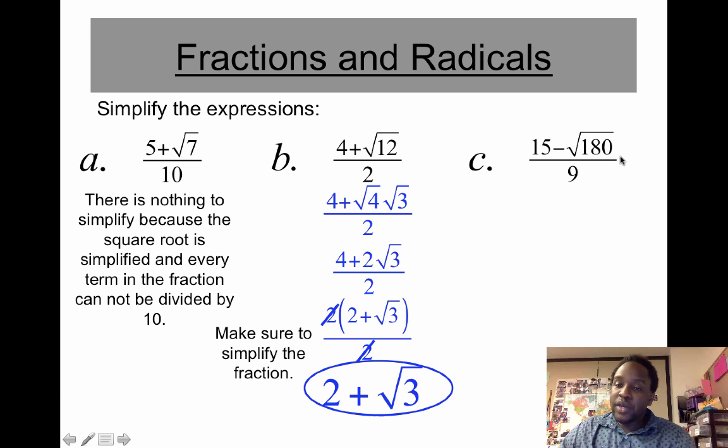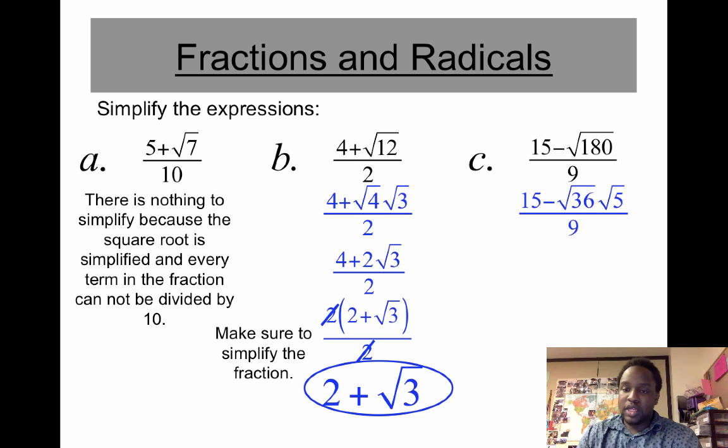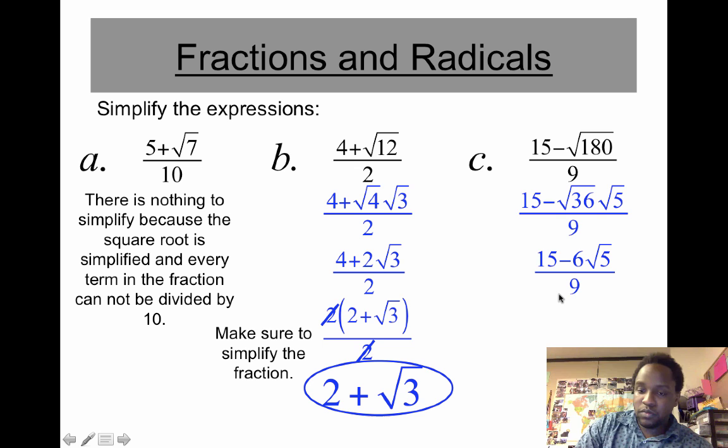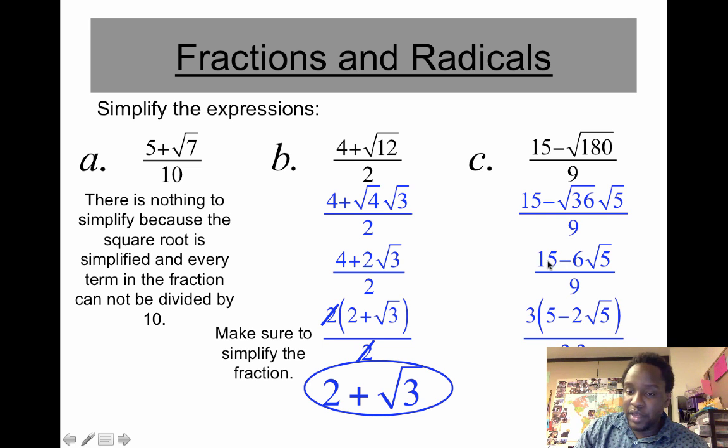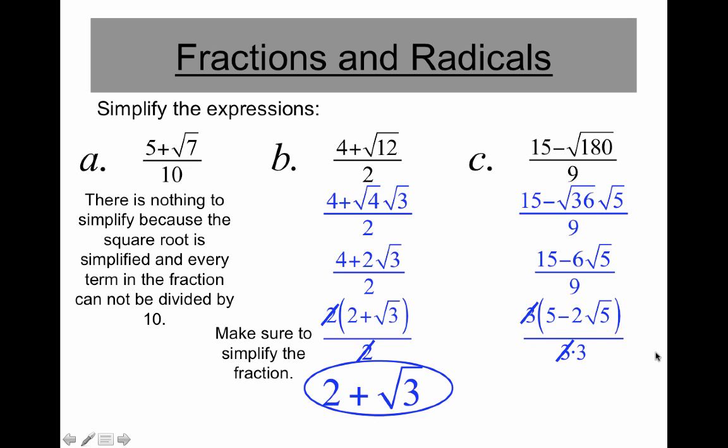For this third one, we can simplify radical 180. So that is equal to 36 times 5. And so radical 36 will become 6. So it'll be 15 minus 6 radical 5 all over 9. We can take out a 3 in the top to make it 5 minus 2 radical 5. And then 9 is like 3 times 3. The 3's cancel out. And we're left with 5 minus 2 radical 5 over 3.